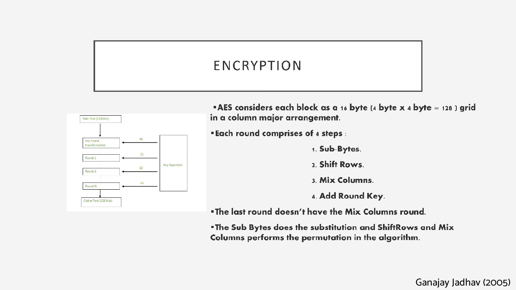The main part in it is encryption. AES considers each block of 16 bytes, that is 4 bytes by 4 bytes, equal to 128 bits, arranged as a grid of columns. It consists of 4 steps: SubBytes, ShiftRows, MixColumns, and AddRoundKey. The last round doesn't have MixColumns. In it, SubBytes does the substitution and the other two do the permutation operation.